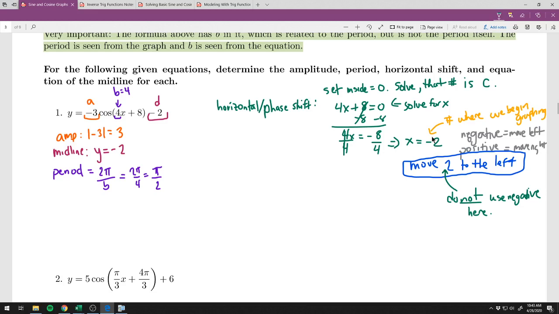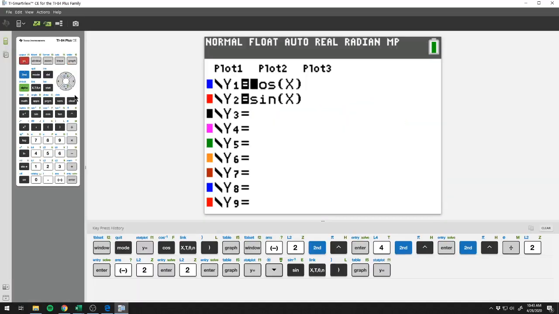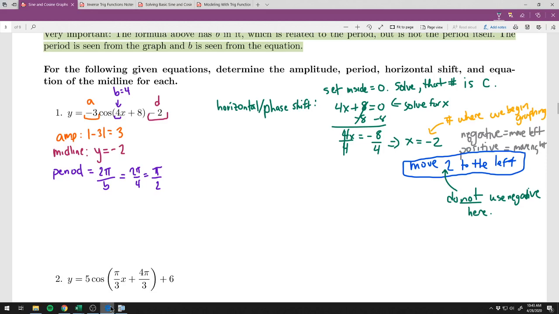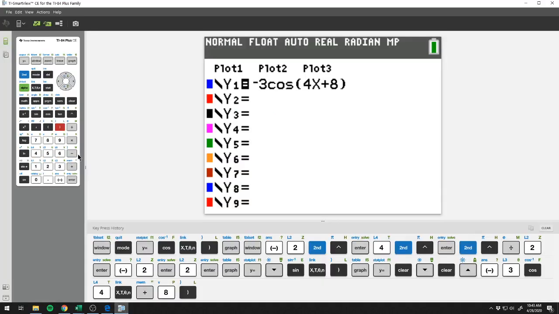All right, but what I want to go ahead and do is graph this one so you can see what's going on here. Because there's a lot going on, a change in amplitude, midline, period, and phase shift, it is going to be a lot. I'm just trying to give you an overview of how it works. Let's go ahead and get rid of these. We have -3 cosine of 4x plus 8, minus 2. I don't remember what the number was.